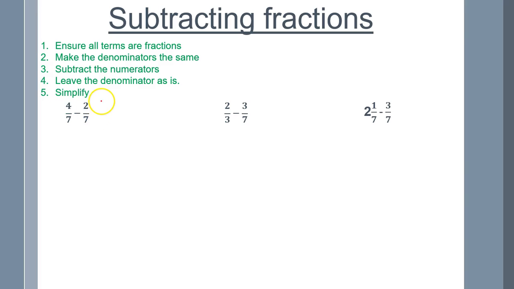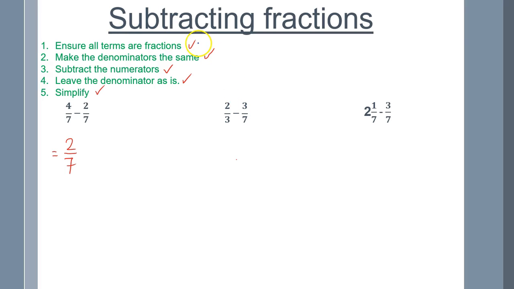So step number 1, we're going to make sure they're both fractions. Yes, yes, tick. We're going to make sure the denominators are the same. Yes, yes, tick. Subtract the numerators. So we're going to go 4 minus 2, which is 2. Tick. Leave the denominator as it is. 7, tick, simplify, can't. All right, so very, very similar. We're just taking it away. And you might end up with negative numbers. That's okay.